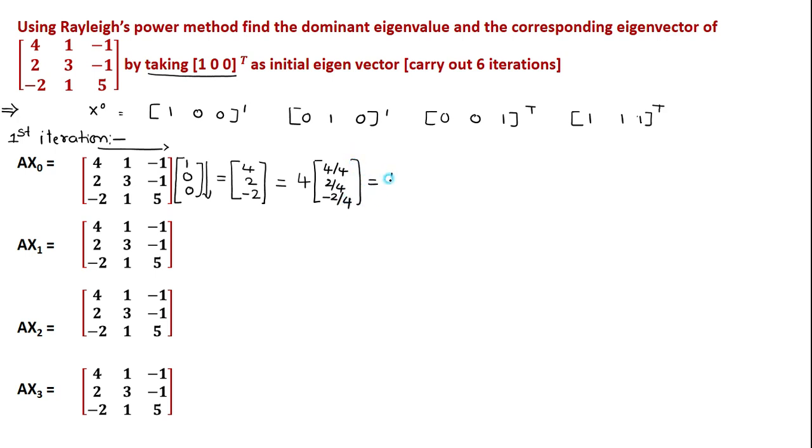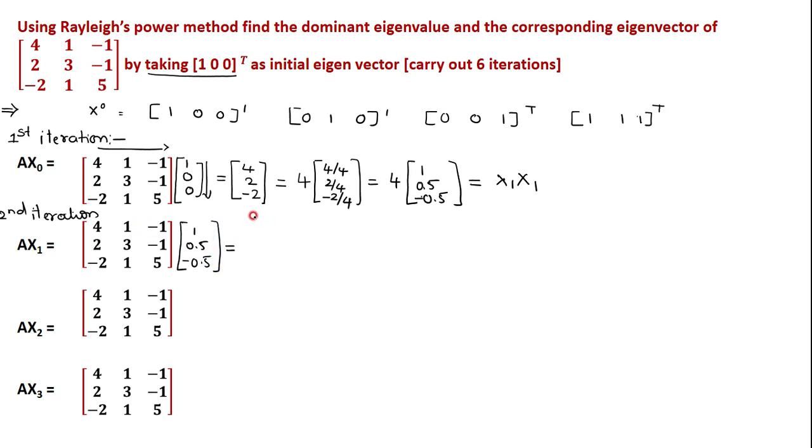So that is the matrix 1, 0.5, minus 0.5. This is written as lambda 1 x1. So the first approximation for lambda is 4 and the first approximation for the corresponding eigenvector is 1, 0.5 and minus 0.5. For the second iteration, we multiply A with x1. That is, the matrix A is multiplied with 1, 0.5, minus 0.5.